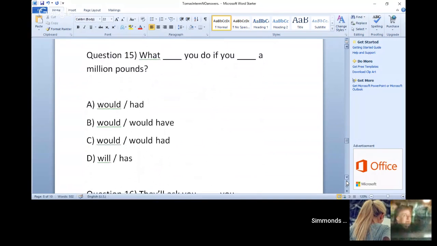And Ken. No, Garrett. I'm sorry, Garrett, it's your turn. Okay. What blank you do if you blank £1,000,000? What would you do if you had £1,000,000? I think A. All right. Ken, do you agree or disagree? Yes, I agree. Would and had.